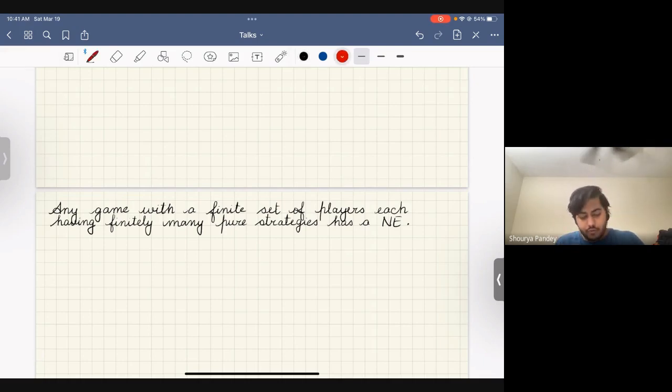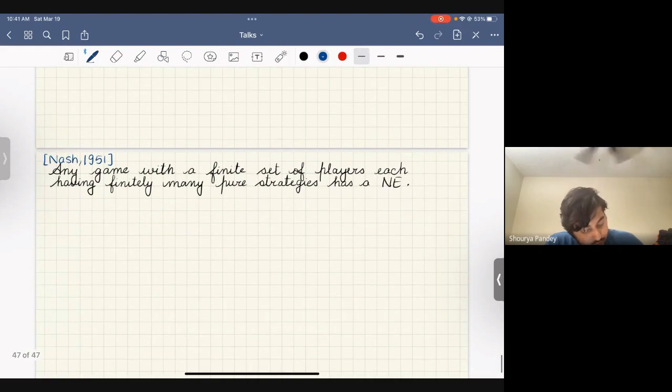And this was proved by Nash in 1951, I think. Very old. Okay, so let's think about two players, right? Let's try to prove it for two players first.